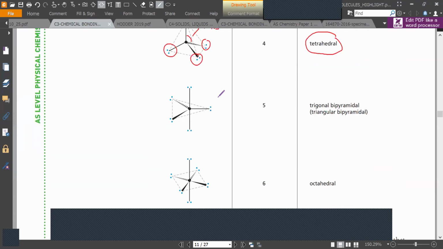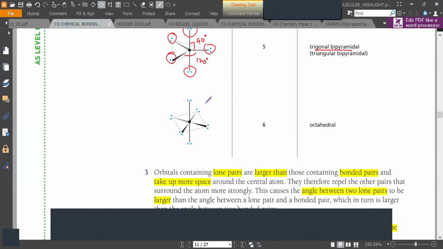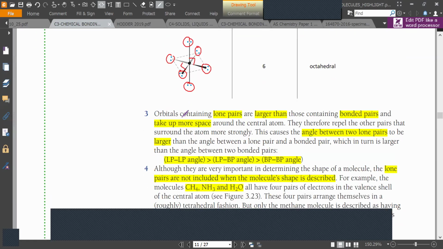And then this is a little bit more complicated, but for A levels we just know a little bit basic like this. Five groups will be trigonal bipyramidal. So the bond angle will be here 120, and then here 90. And then octahedral, six groups. Six groups will be octahedral, and then all of the bond angles will be 90 degrees. All of them.